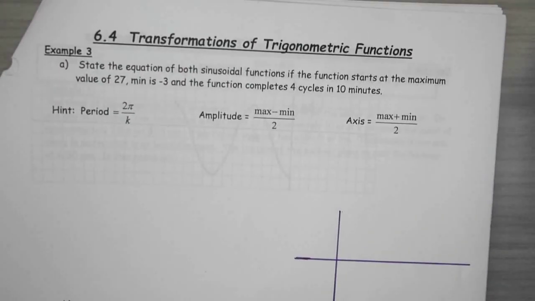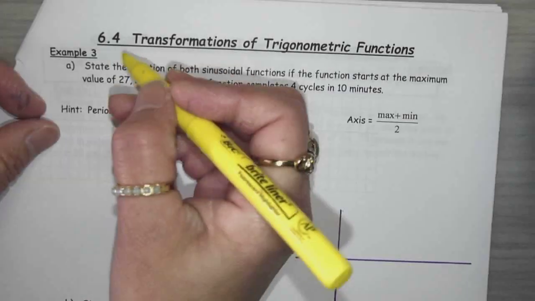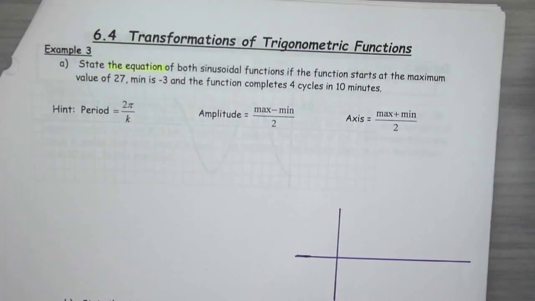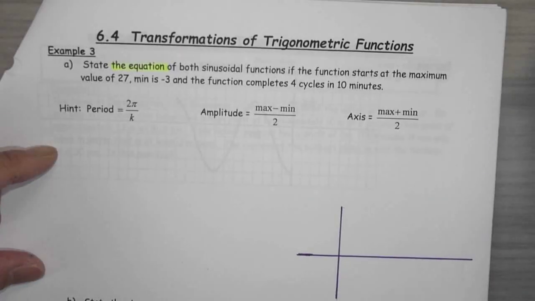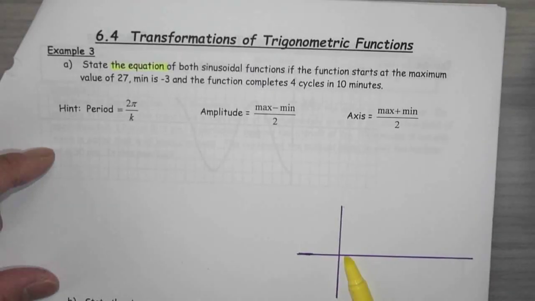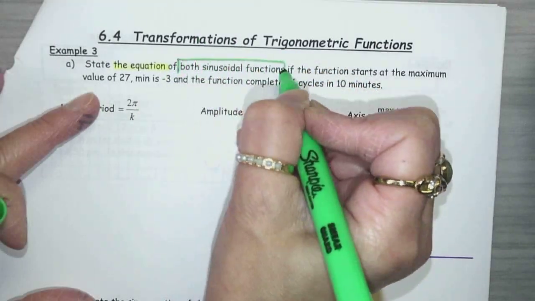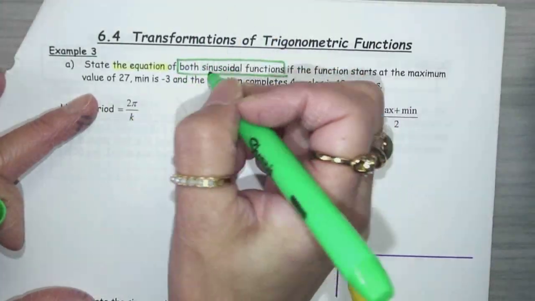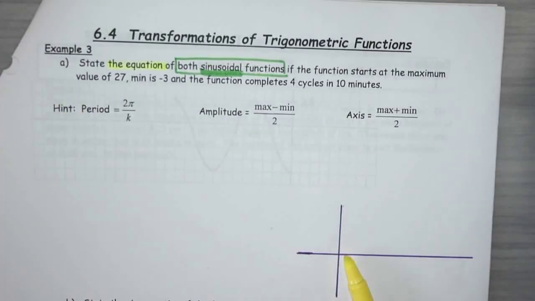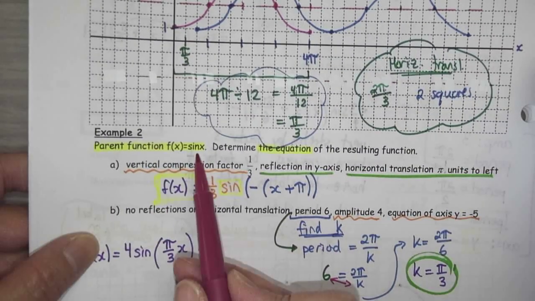The question says, state the equation, that means y equals or f of x equals, of both. Ooh, see, you're welcome. I know you were like, I'm bored, I want more. Both sinusoidal functions. When we say sinusoidal, that means sine and cosine. When I say both, I want both sine and cosine. So remember over here, I told you the parent function was sine.